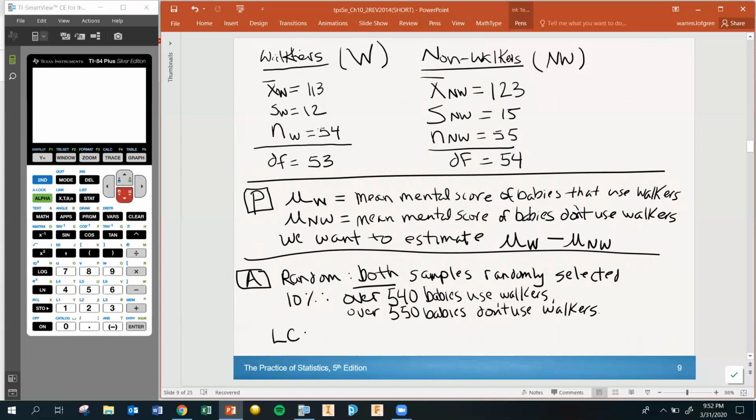And then our final check is, do we meet the large counts condition? Typically on the AP problems, they're going to help you check this one pretty easily because they gave us samples that are bigger than 30. We have 54 and 55, but we do have to mention each one of them. The sample size of the walkers is 54, and yep, that's bigger than or equal to 30. And the sample size of the non-walkers was 55, and that is also bigger than or equal to 30. So we meet our three conditions, and so that means we're good to move on.